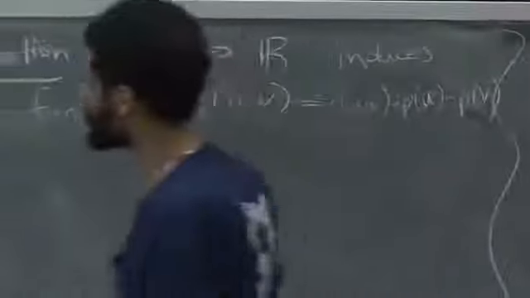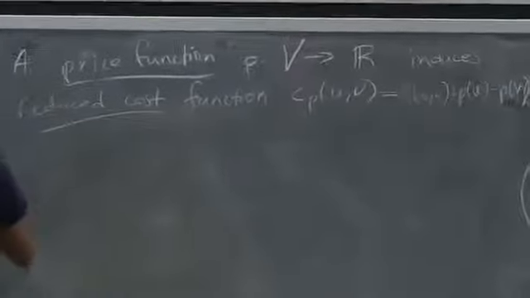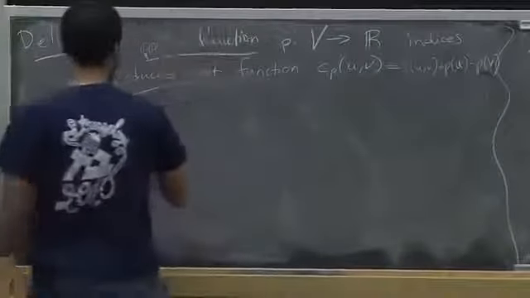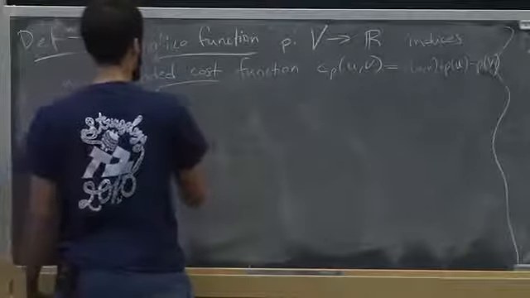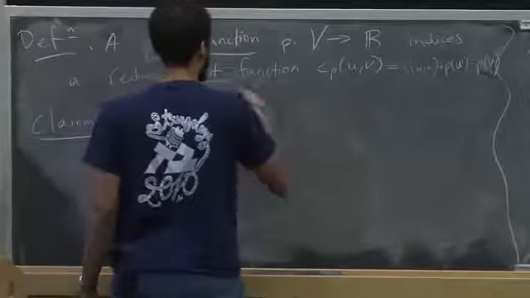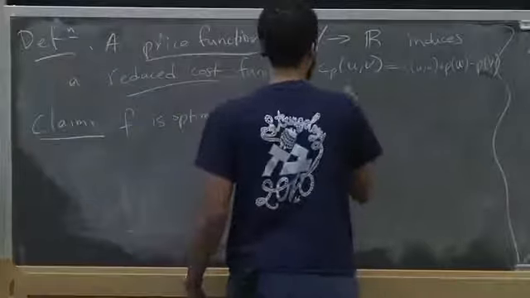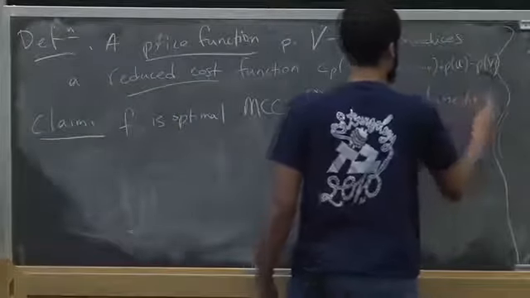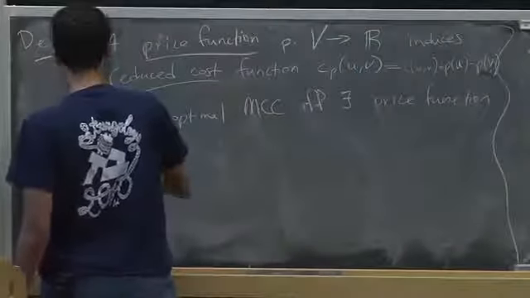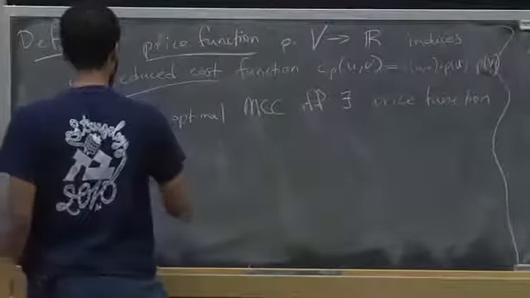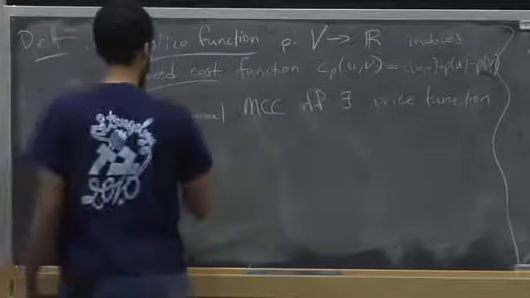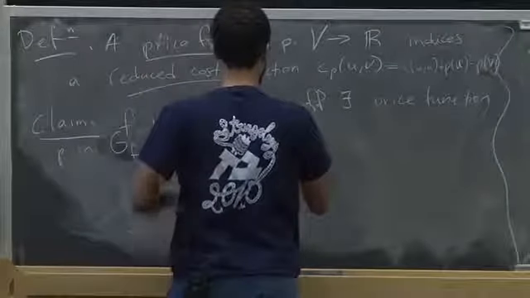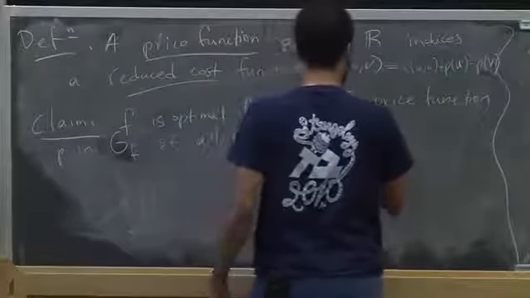And claim: F is an optimal min-cost circulation if and only if there exists a price function P in the residual graph. Let's call the residual graph G sub F, such that all reduced costs are non-negative.